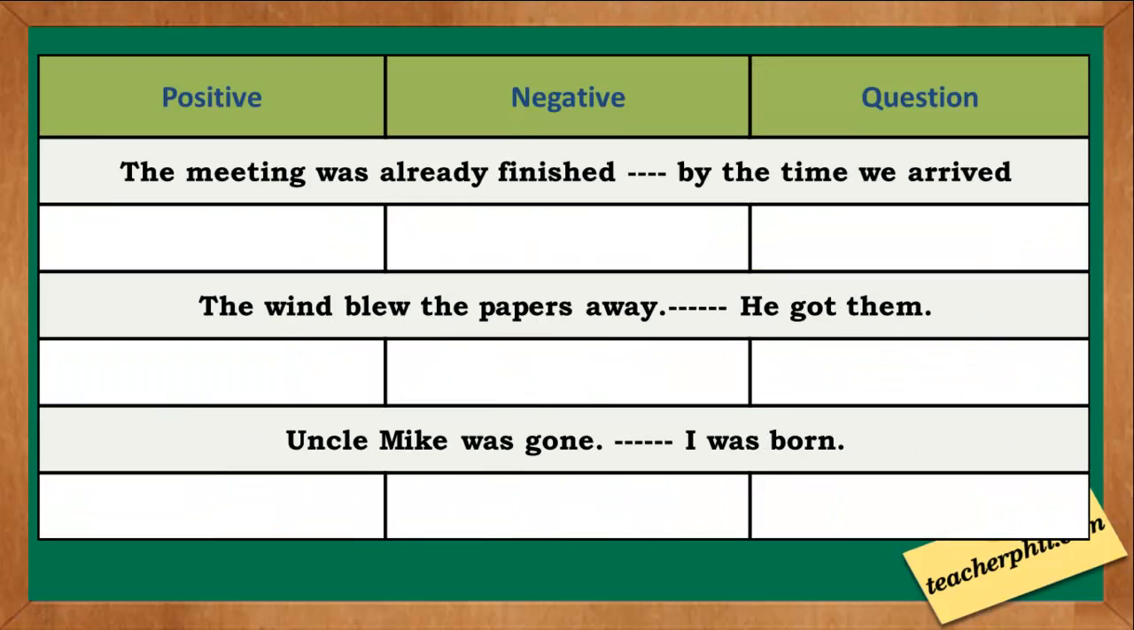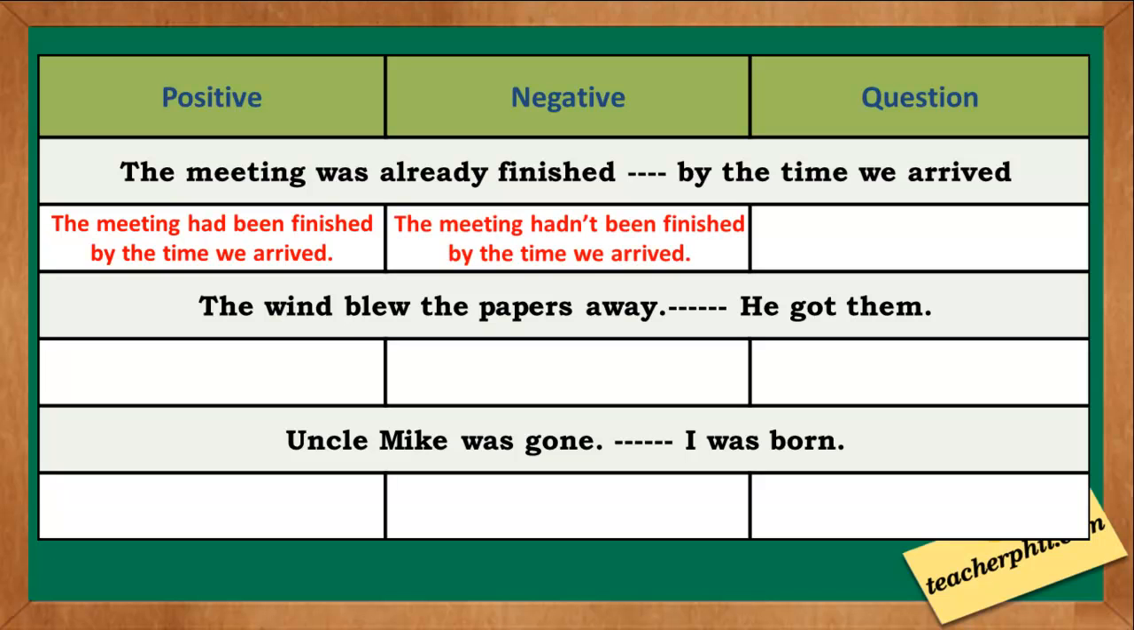The next one, the meeting was already finished and by the time we arrived. The correct positive statement is the meeting had been finished by the time we arrived. The negative sentence is the meeting hadn't been finished by the time we arrived. And the question is, had the meeting been finished by the time we arrived?